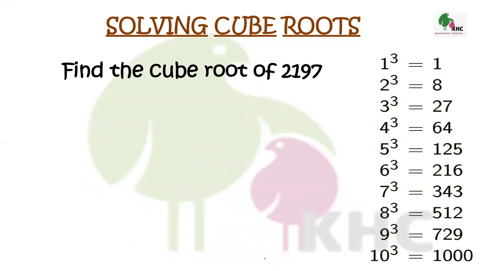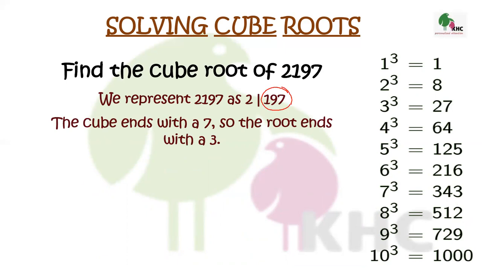Similarly, to find the cube root of 2197, you put a slash before 197. You see that the cube number given to you ends with 7. Therefore, your cube root will end with 3, because the cube number ends with 7, the cube root number will end with 3.